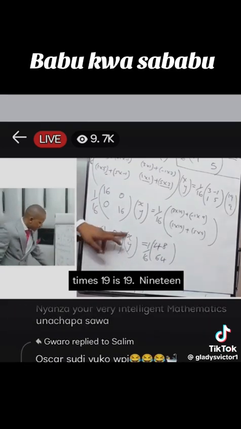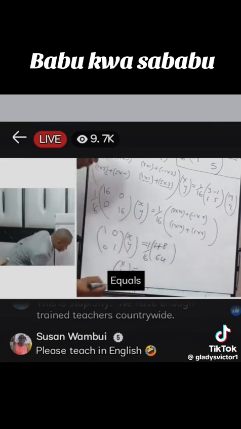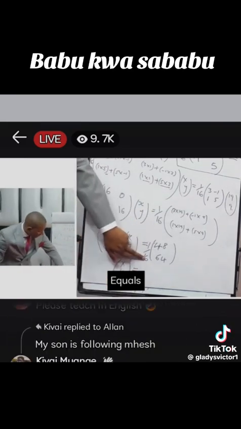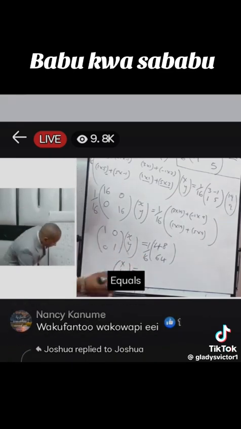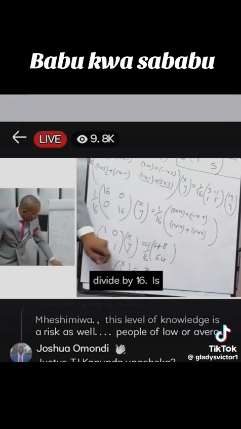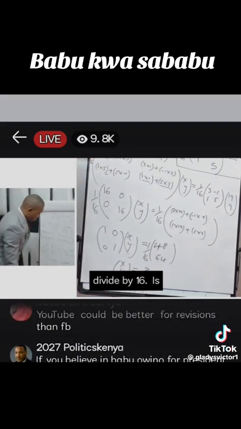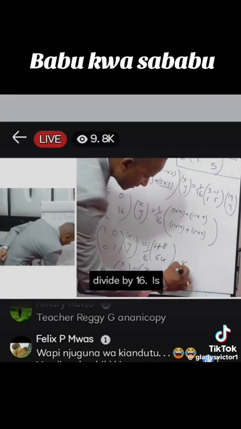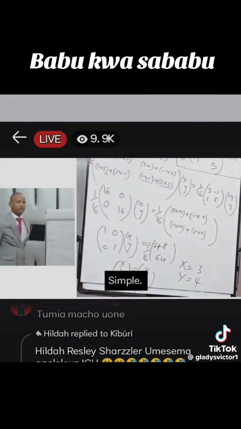Then this is x and y equals 48 divided by 16, which is 3. Then 64 divided by 16 is 4. Is it? Yes. So x equals 3 and y equals 4. Simple.